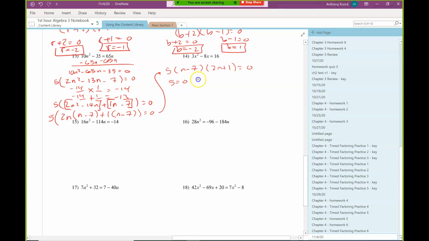And then I can set each of these pieces equal to 0 and solve them separately. Add 7 to both sides, I get n equals 7. Subtract 1 from both sides and then divide by 2. It's going to be negative 1/2. So those are my two answers.